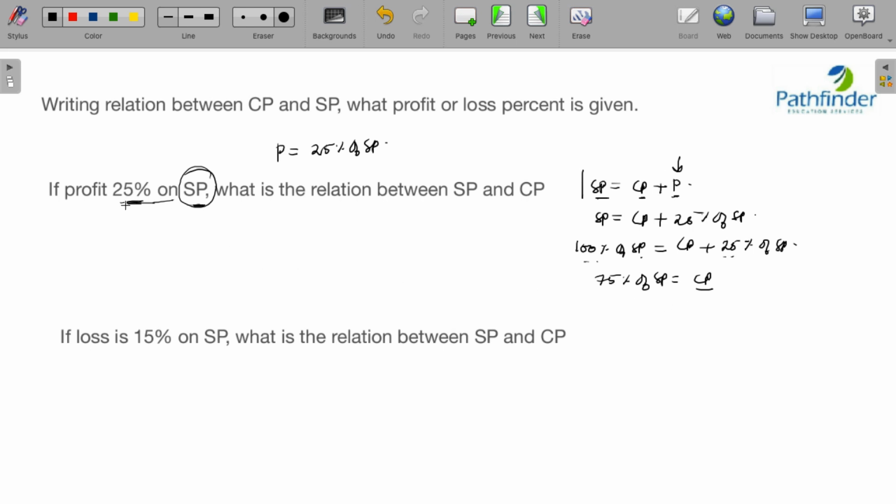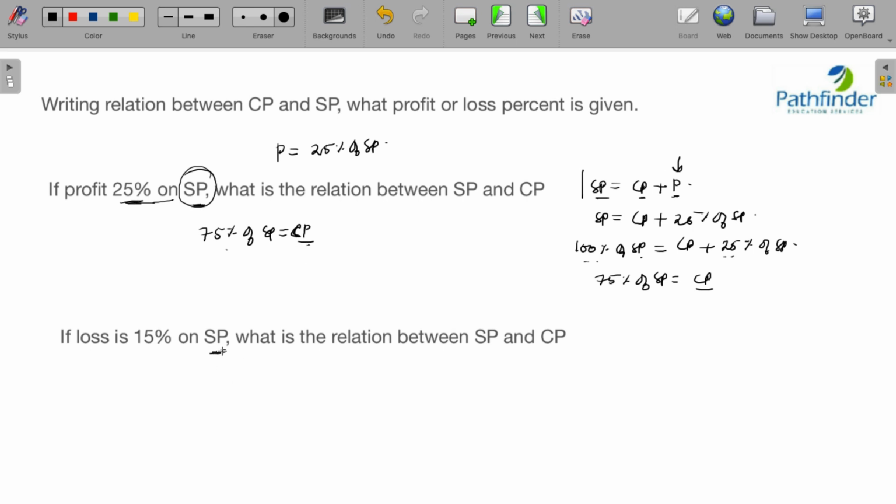तो देखो, अगर प्रॉफिट और लॉस परसेंटेज SP पे दिया है, 25% ऑन SP प्रॉफिट है, तो आप क्या लिखोगे? 75% of SP is equal to CP. क्योंकि अगर प्रॉफिट हो रहा है इसका मतलब सेलिंग प्राइस से कॉस्ट प्राइस कम है.